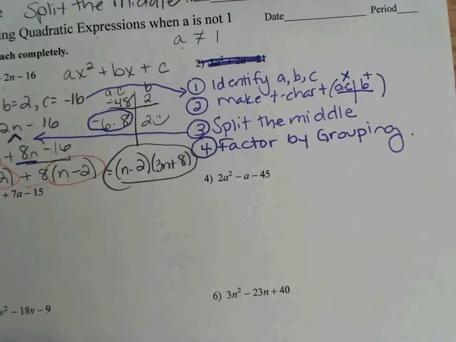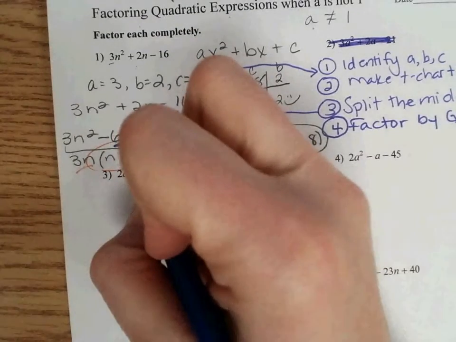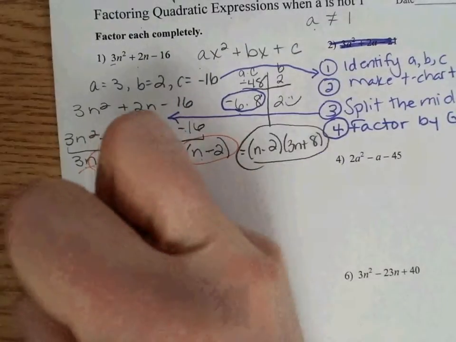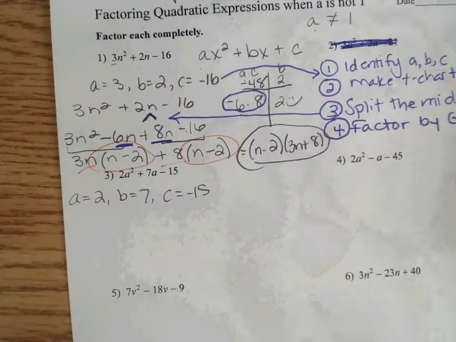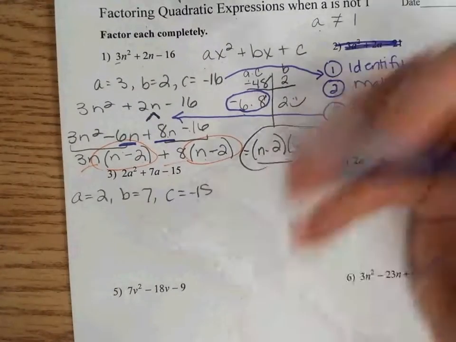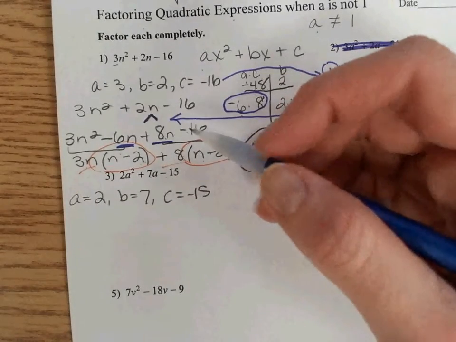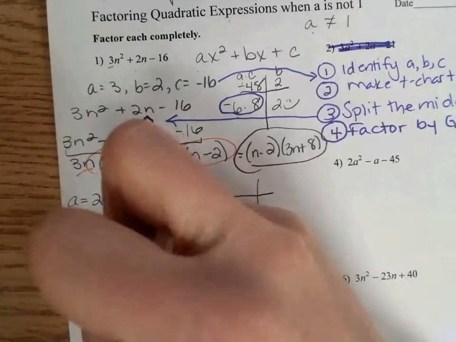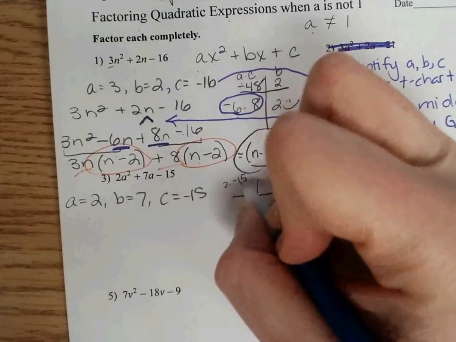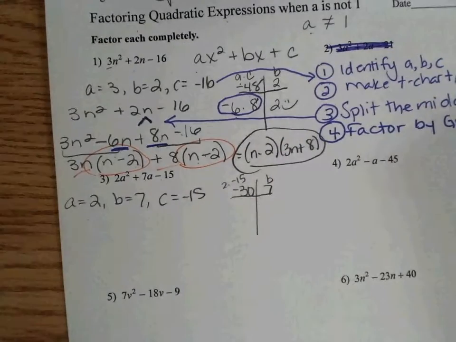So let's do a couple more. Excuse me. Step 1, A, B, and C. A is 2, B is 7, C is negative 15. A lot of times people go wrong when they don't remember to carry the negative sign, or notice that the value is positive. So our A times C here is going to be 2 times negative 15, that's negative 30, and then our B value is 7.